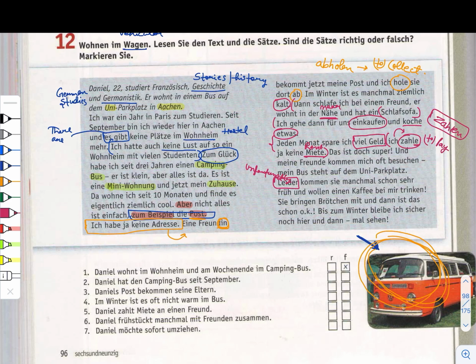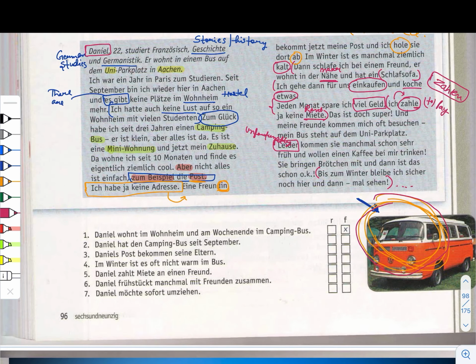Bis zum Winter bleibe ich sicher noch hier und dann mal sehen. So he is telling now, till winter I will definitely be here, and then we will see what is going to happen. Okay, so it was just a story about Daniel, how he is living in this bus, whatever problems he is facing, and about his friends, and like in winter there are some difficulties living in this bus. Okay, now we will see the sentences.